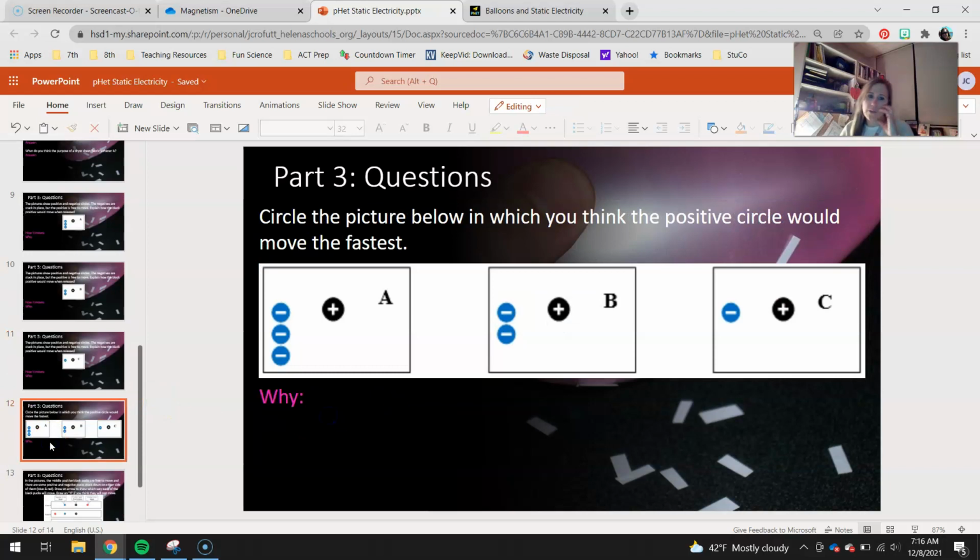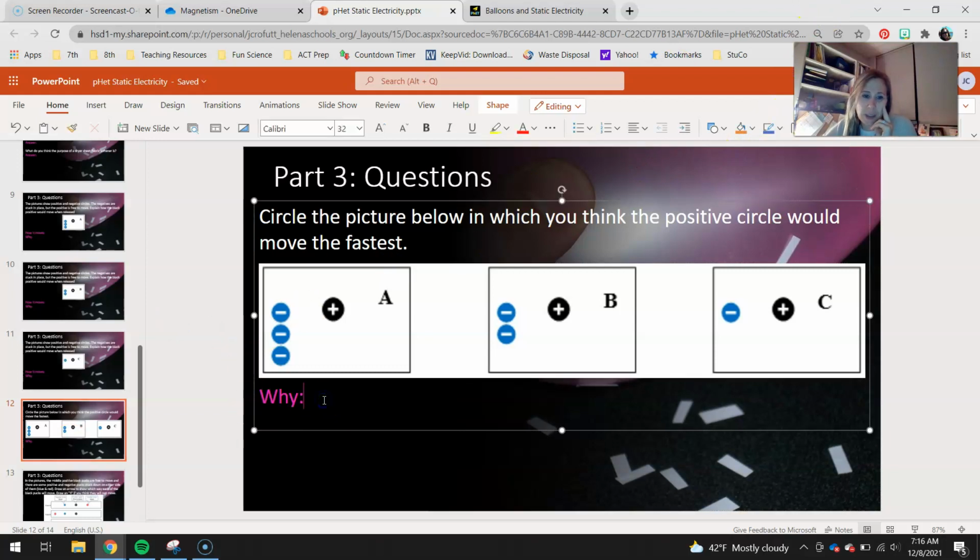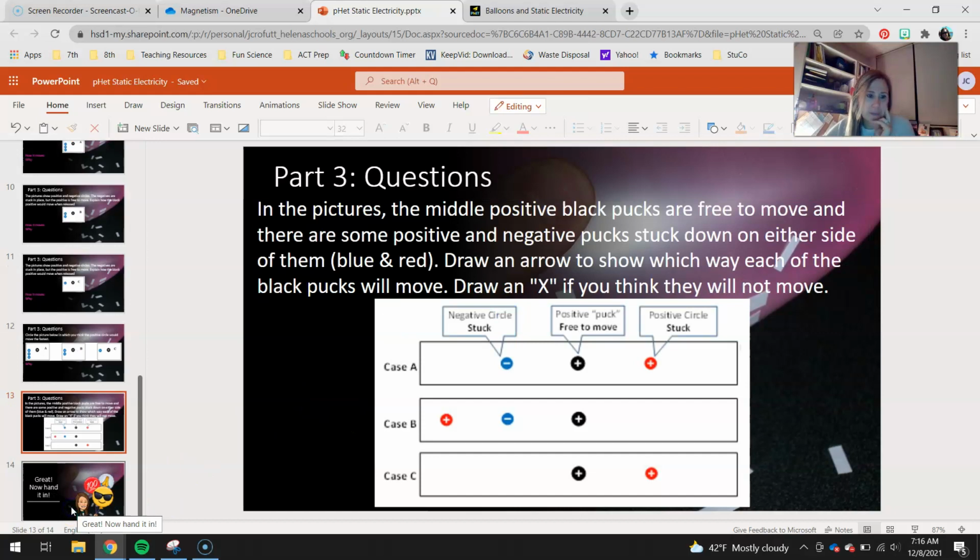Lastly, we kind of have all 3 of those pictures summed up, and I want you to circle the picture below in which you think the positive circle would move the fastest and explain why. So circle either A, B, or C to indicate which one you think is going to move the fastest, and then why. Okay, last question.